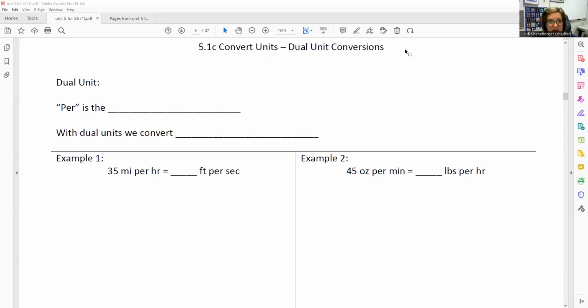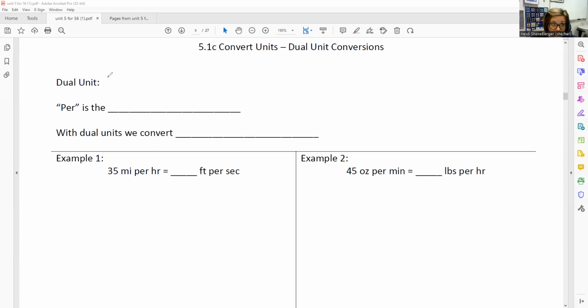Hey, math class. So this is 5.1c, convert units, dual unit conversions. I'm not really showing you anything different than what the other video is saying, but hopefully my words are going to make more sense than in the other video.